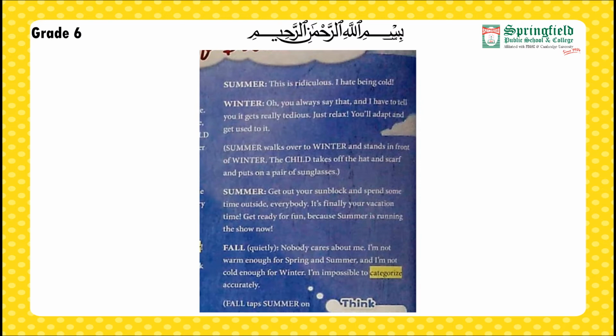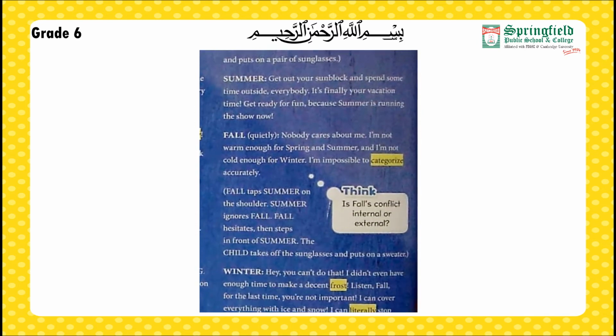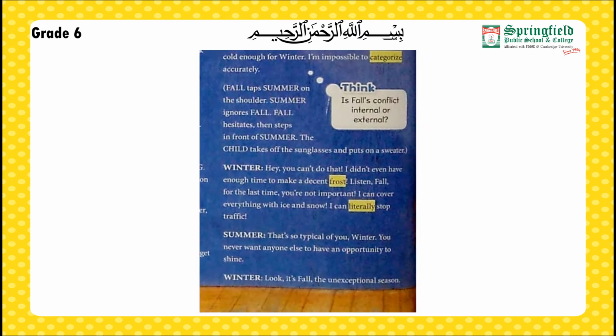Nobody cares about me. I'm not warm enough for spring and summer, and I'm not cold enough for winter. I'm impossible to categorize accurately. Fall taps Summer on the shoulder. Summer ignores Fall. Fall hesitates, then steps in front of Summer. The child takes off the sunglasses and puts on a sweater.